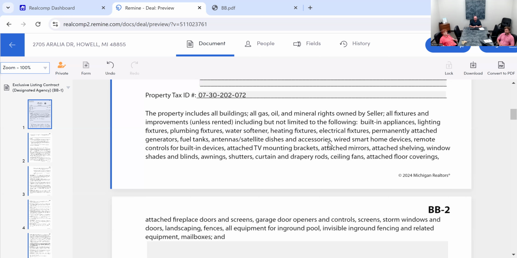Yeah, oh yeah. So we have to be very careful to go through this now and mark things out if the seller intends on taking that stuff. Right, yes, because anything like that, the Ring doorbell, that is wired into the house and is affixed to it.